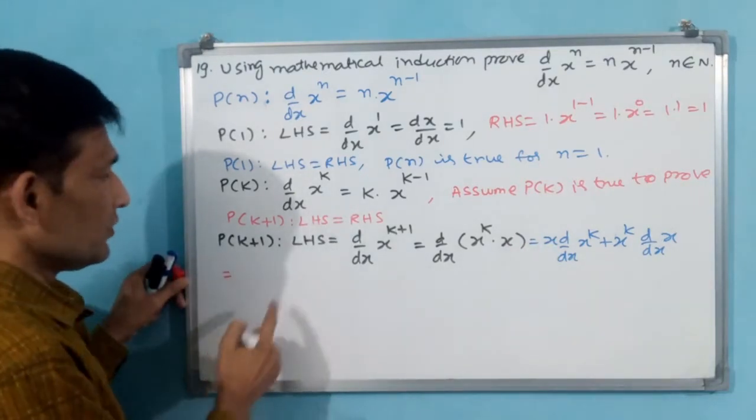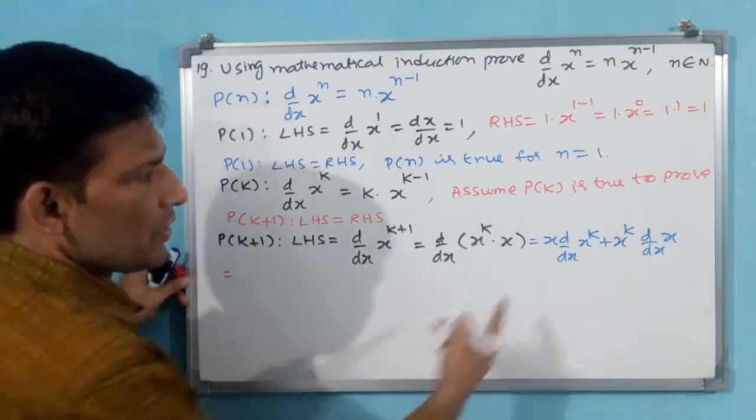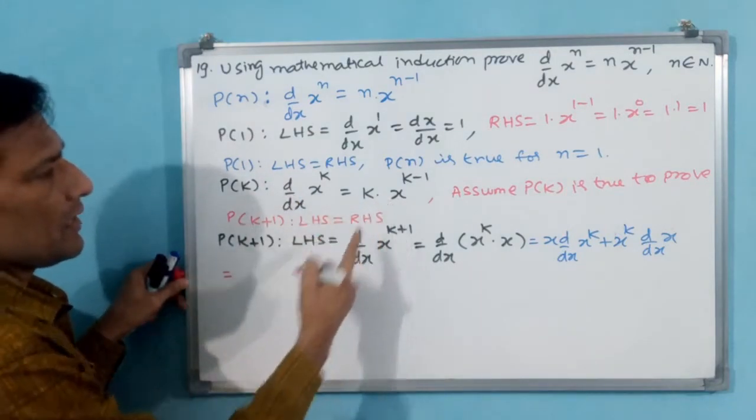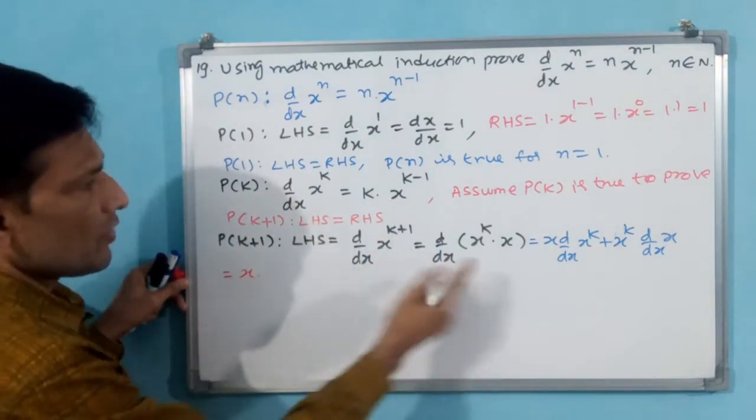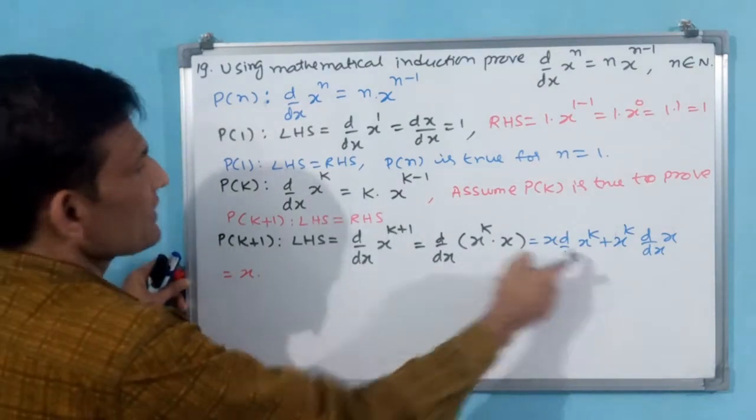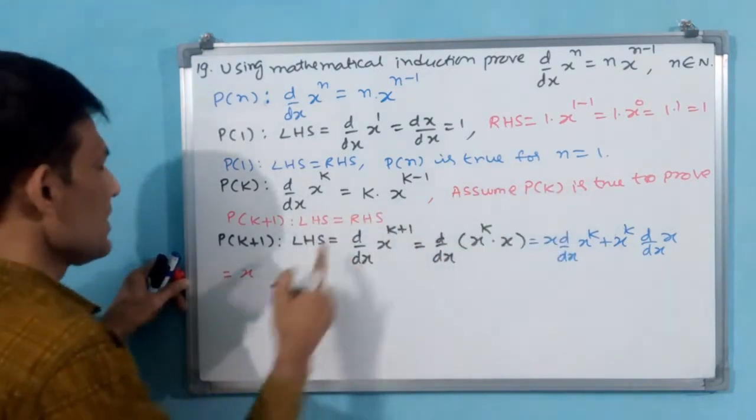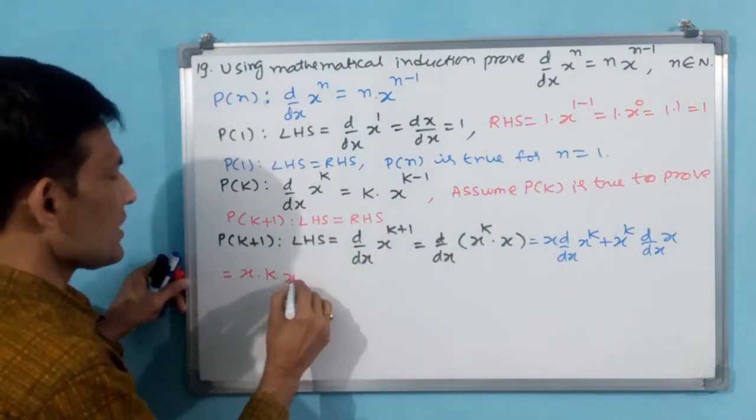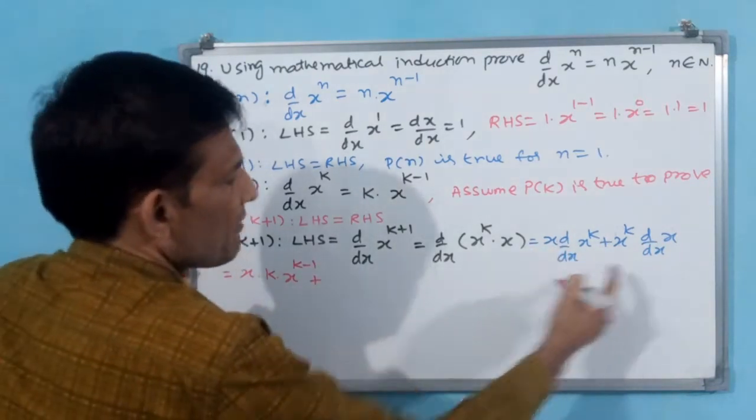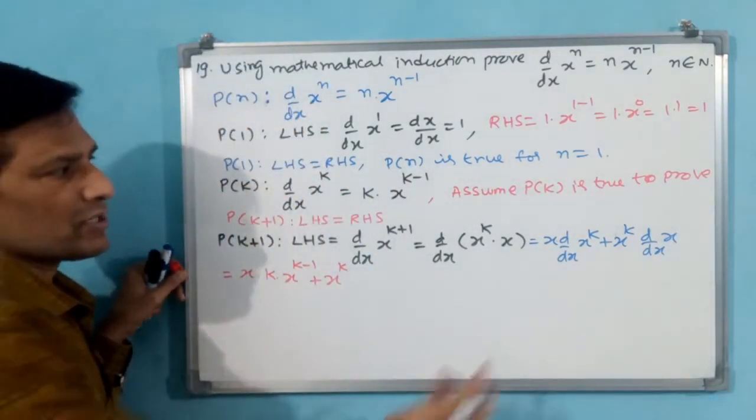That is equal to, see still we are in LHS only, P of k plus 1, RHS we have not gone. See, d by dx x power k, the value you are having, you see here. This you repeat. Copy. See d by dx x power k, this value is there, you have assumed it as true. Okay, write down, k into x power k minus 1 plus x power k. Why? Because see d by dx of x is 1 only, 1 into x power k, x power k.